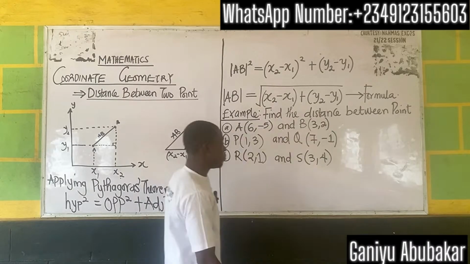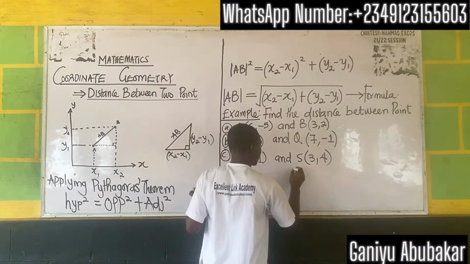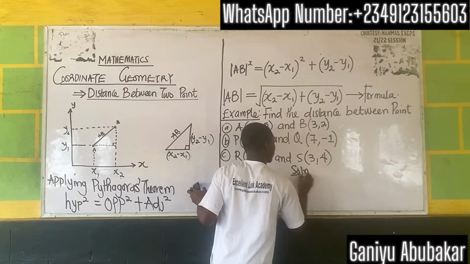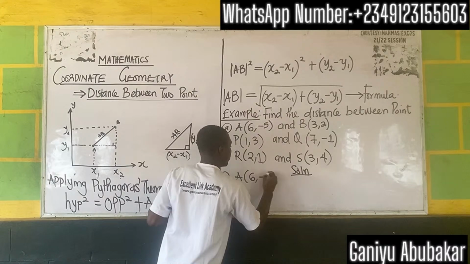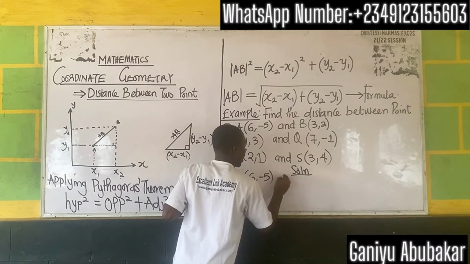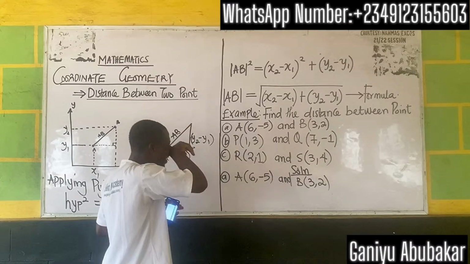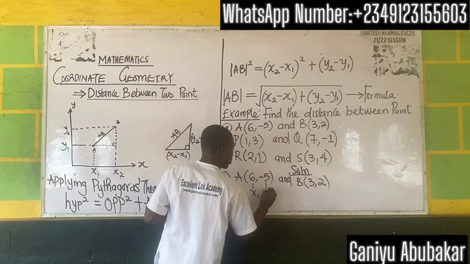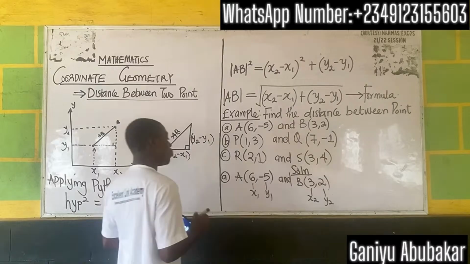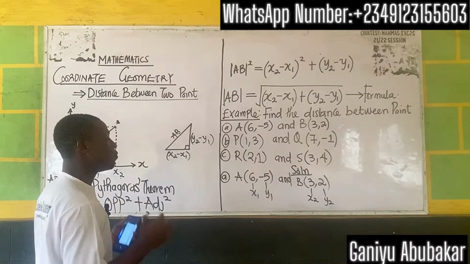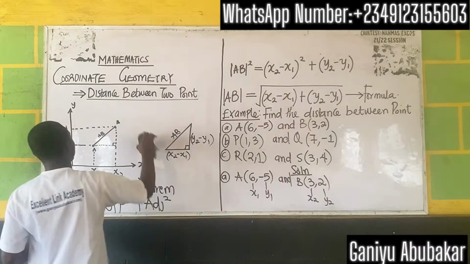So before then, let's solve this question. Solution. Question 1 here, I have two coordinates there. A is given by 6, minus 5. And also I have B as 3, 2. Identify them here. This is what? x1. This one is what? y1. This one gives you x2. This one gives you y2. We are asked to find the distance between these 2 points, A and B. It's clear. Recall your formula there.